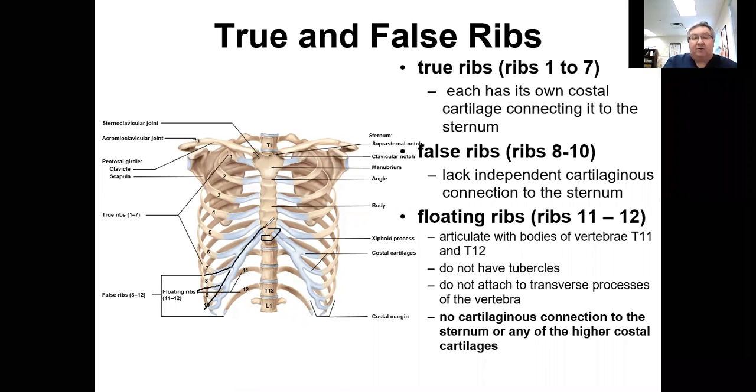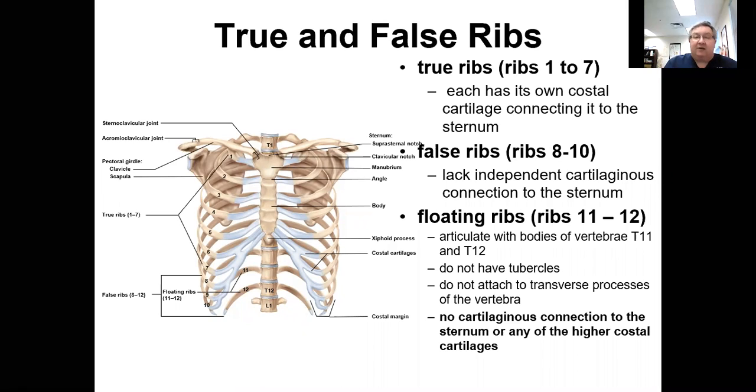So 1 through 7 are the true ribs, 8 through 10 are the false ribs, and then finally, on the bottom here, we have 11 and 12, these 2 right here. These are known as floating ribs, and these floating ribs do not attach to the sternum. So again, 1 through 7 are our true ribs. They attach independently to the sternum. 1 attaches to the sternum, 2, 3, 4, 5, 6, and 7 attaches to the sternum.